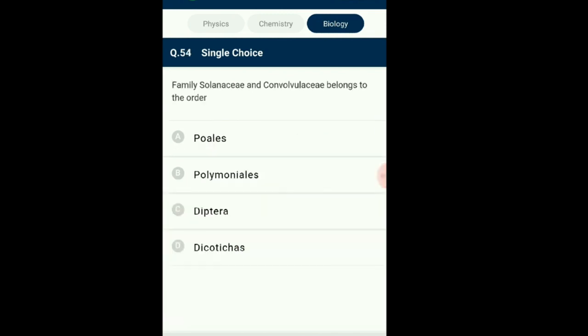Question number 54. Family Solanaceae and Convolvulaceae belong to the order. Family Solanaceae and Convolvulaceae are included in order Polemoniales on the basis of similarities in floral characters. Order, being a higher category, is the assemblage of families which exhibit a few similar characters. So the answer is option B, Polemoniales.